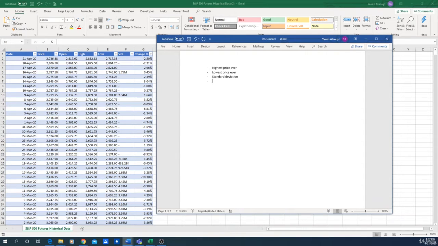Next thing we'll look for will be the highest price movement. So what does that mean? It means we'll look in the change: what was the highest change ever? So what day exactly? What was the value of the highest movement in the price? Next thing, lowest price movement, so exactly the same thing, only this time we'll look for the lowest price movement.